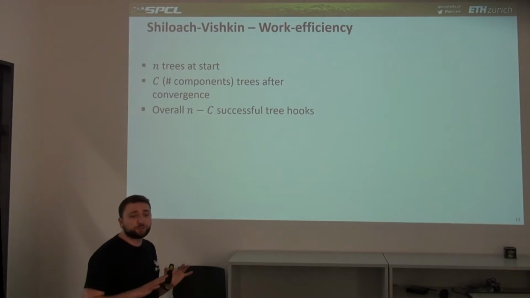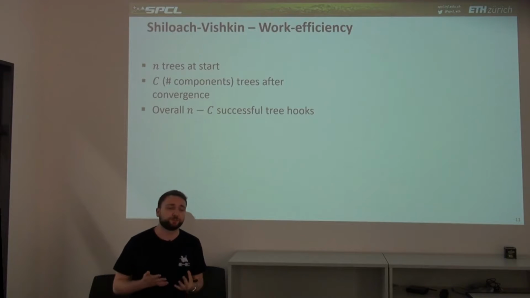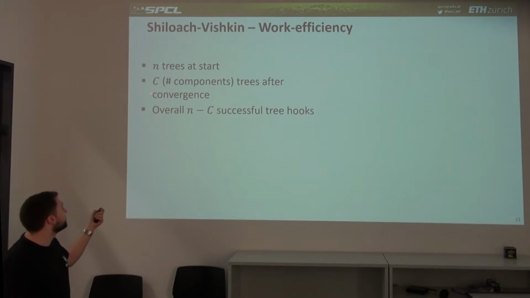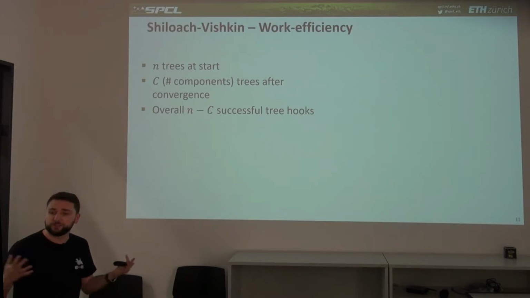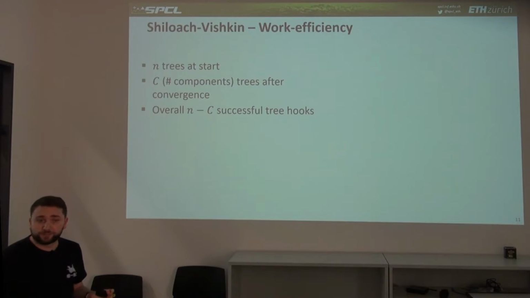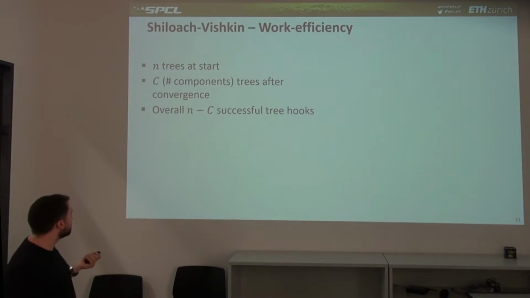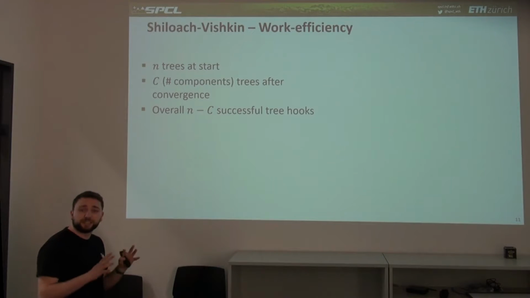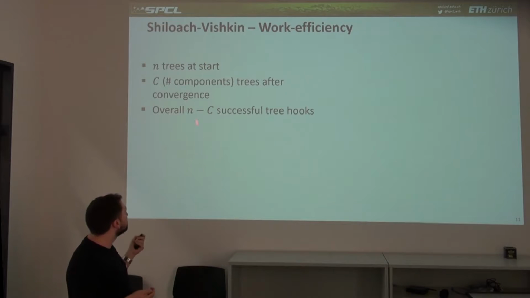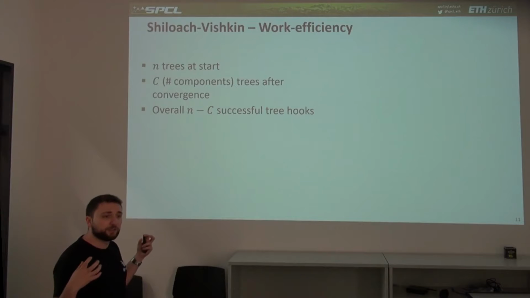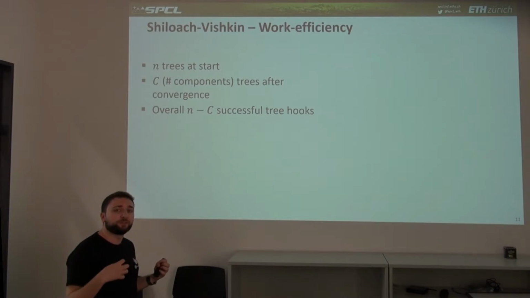Now, if we try to analyze the work efficiency of the Shiloach-Vishkin algorithm, let's say that, of course, we have n trees at the start because each vertex points to itself. In the end, we will have C components, so that means we'll have C trees. Overall, if we want to successfully converge with this algorithm, we would have to perform n minus C tree hooks that are successful, that actually modify those trees.